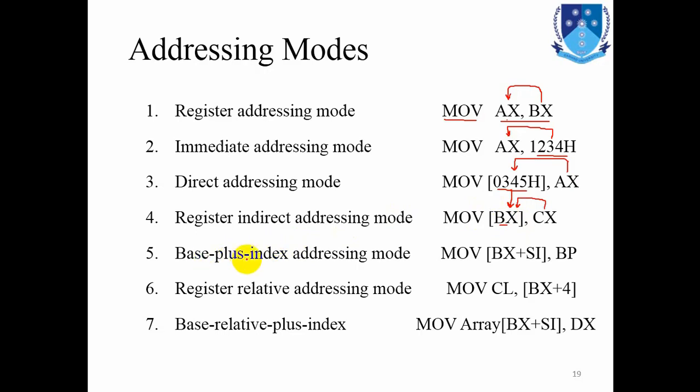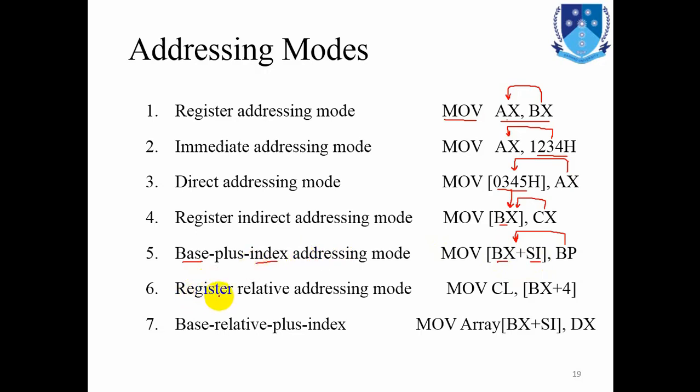The fifth one is the base plus index addressing mode. That is the type of addressing mode where the address is made of a base register and the index register. Here you can see that the contents of the two registers, the source index and the base registers, are combined to get the address of the memory location. So according to this instruction, the contents of the base pointer register will be transferred to a memory location whose address is the sum of the contents of the BX register and the source index register.